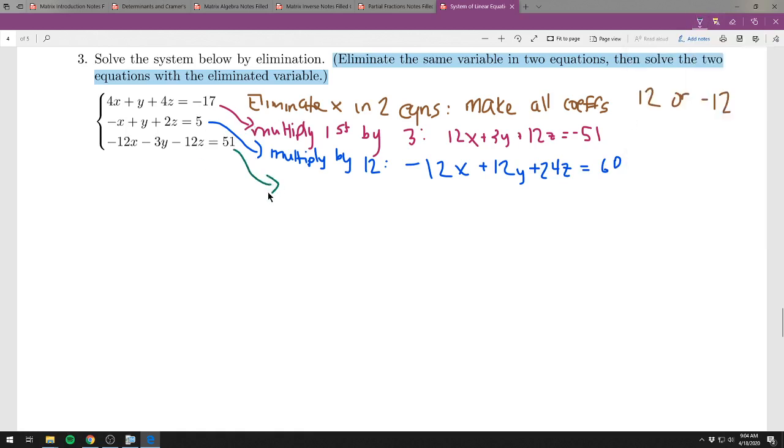And then the last equation, we already have the 12 there. I'm not going to do anything to it, but I need to rewrite it. It's negative 12, which is fine. But I do not want to forget to write it and neglect it. All right, so these are my three equations. And now I'm going to be able to eliminate x in two of them.